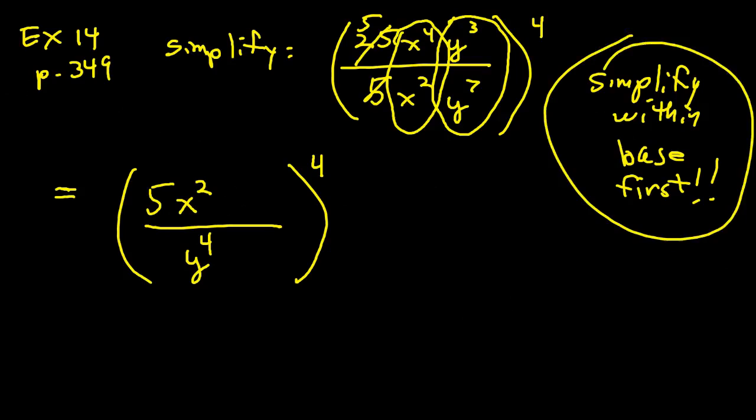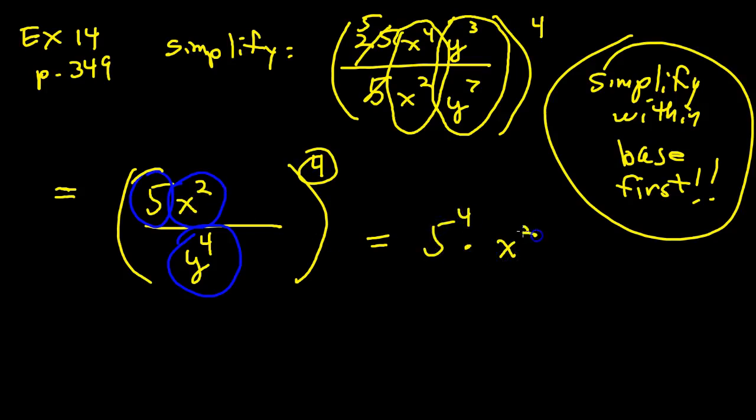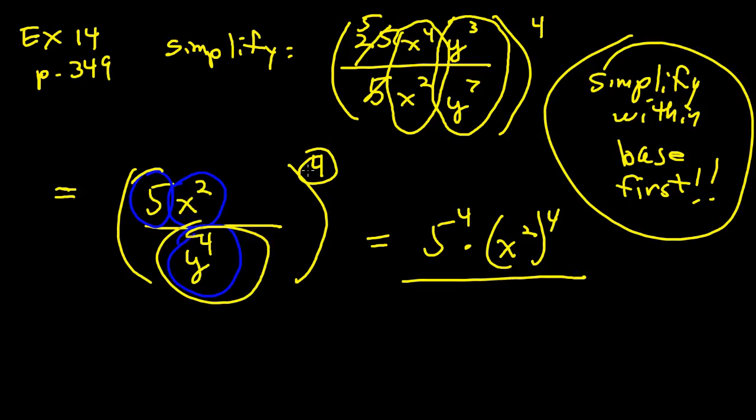So now I have no choice but to distribute my outer exponent over these 3 factors of the base, product, and quotient. Okay? 5 to the 4th power. Let me write that out. 5 to the 4th power times, in the numerator now, x squared to the 4th power. I'll simplify that in a minute. Divided by y to the 4th power to the 4th power, and I'll write it out and simplify it in a minute. Okay?